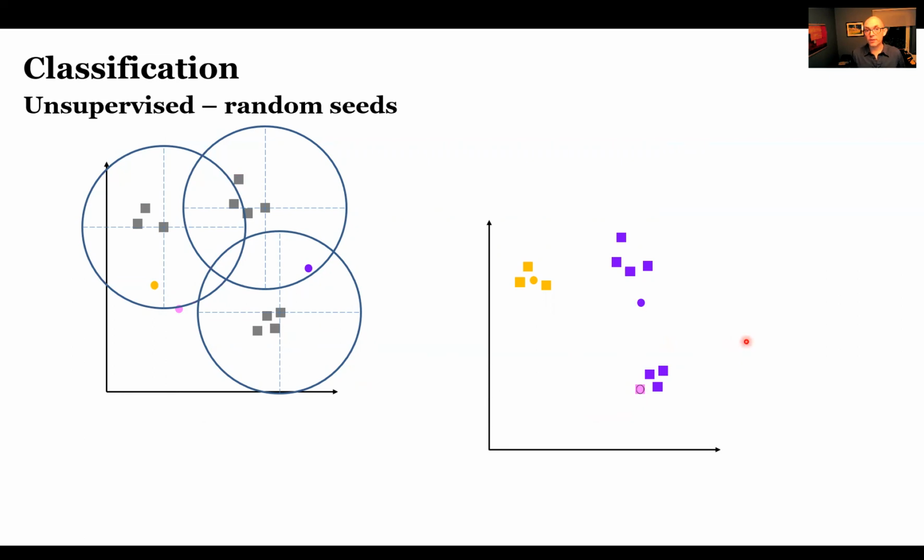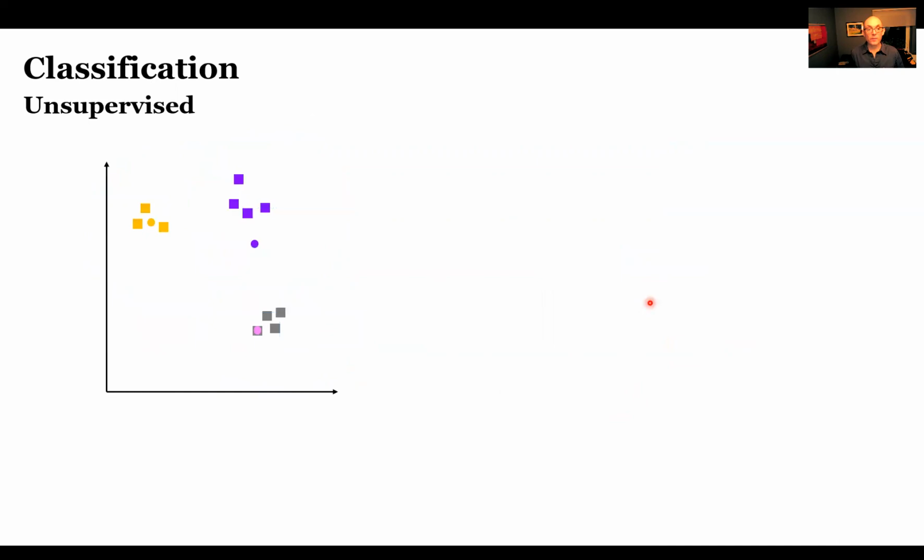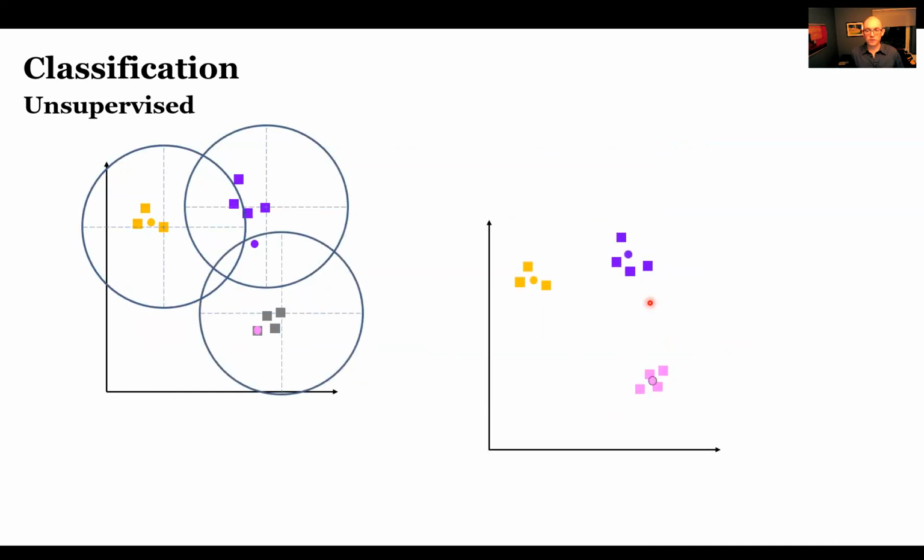We iterate over the whole thing again and say, okay, reassess which seed these pixels are closest to, which one these are closest to, and so on. And we end up with a new classification that makes more sense. Good. Well, that wasn't too difficult.